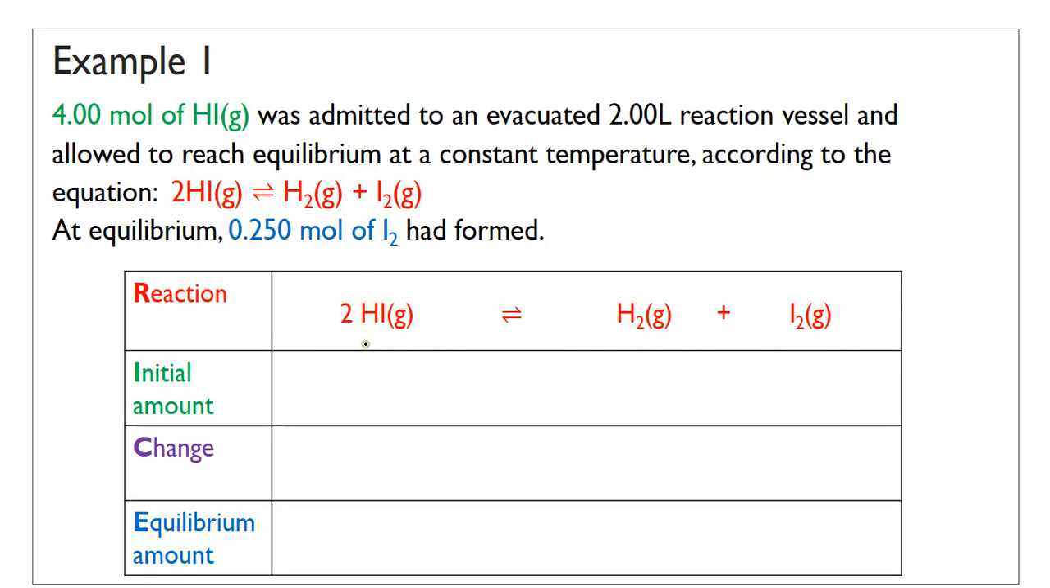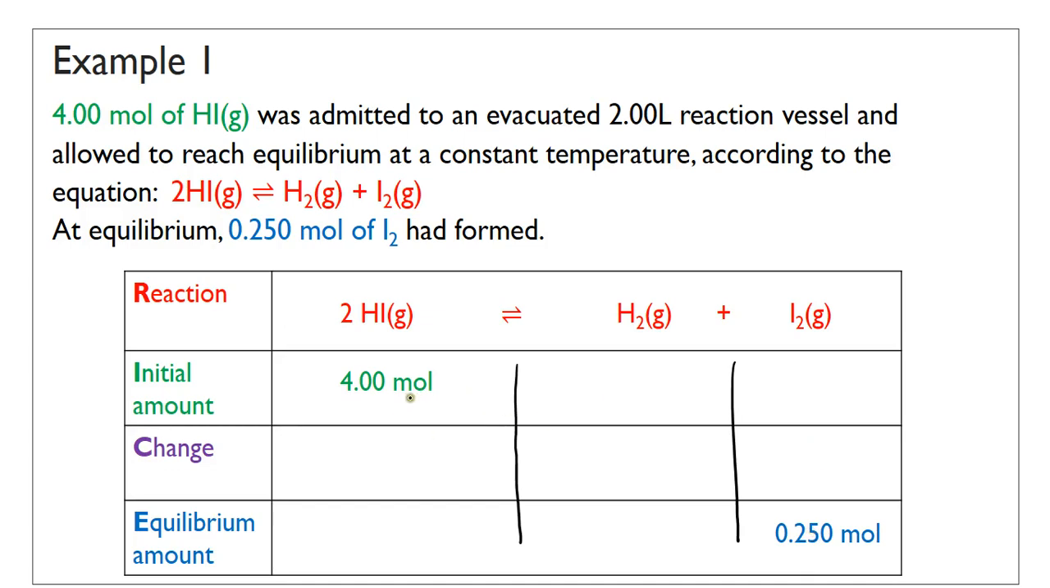Make sure that you include the coefficients. You know that the initial amount of hydrogen iodide is 4 mole. So I'm just going to put it in here right underneath the hydrogen iodide column. Some people do put columns here, but I tend not to. I just can't be bothered. Well, we can put it in, that's okay. And then you're also given the equilibrium amount of iodine, which is 0.25 mole.